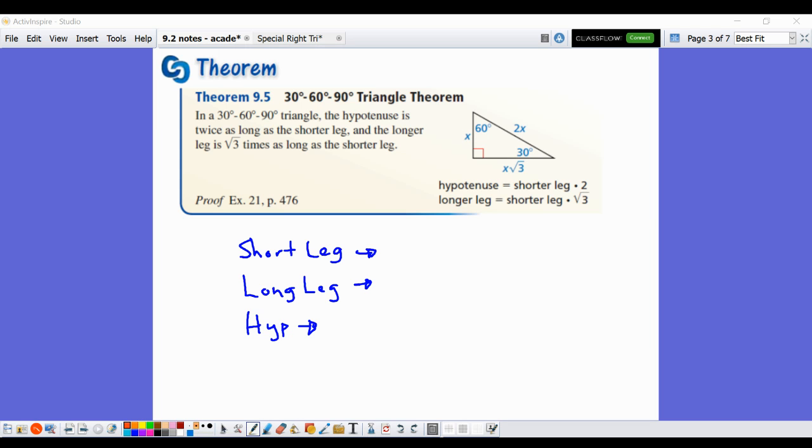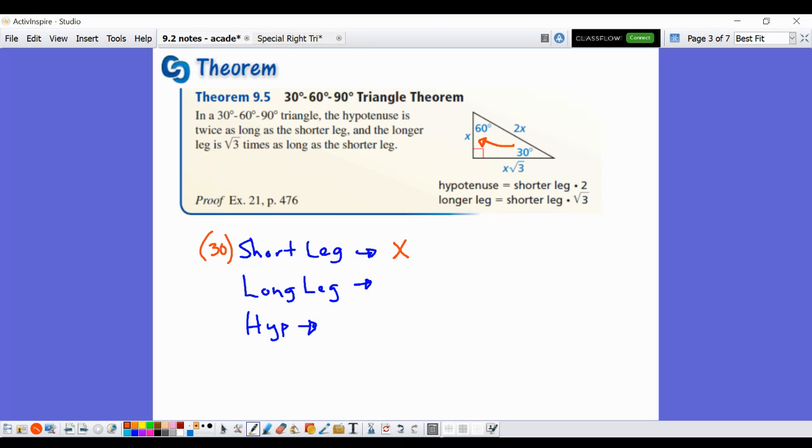Okay, the next special triangle we have here is a 30, 60, 90. It's going to be a little bit more complicated because we have three different angles, therefore we have three different side lengths. So if you look across from the 30-degree angle, that's going to be your short leg. So I'll put that here, always across from the 30-degree angle.